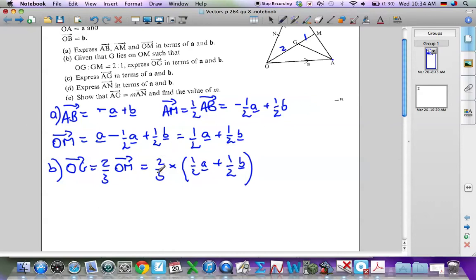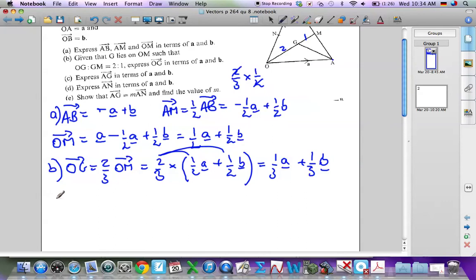So I'm going to multiply out the bracket, that's 2/3. Now when you multiply 2/3 by a half, the 2's cancel out. So 2/3 times a half A is a third A, and 2/3 times a half B is a third B.